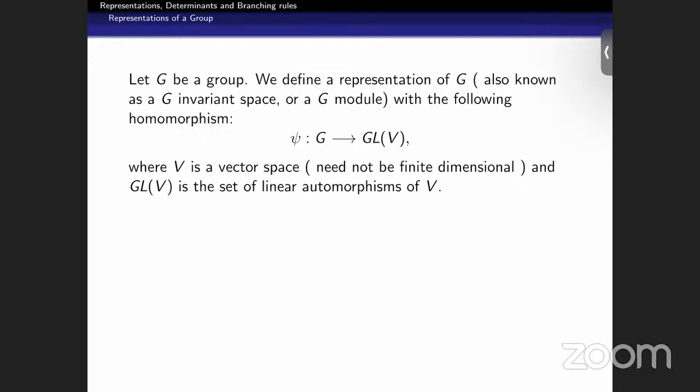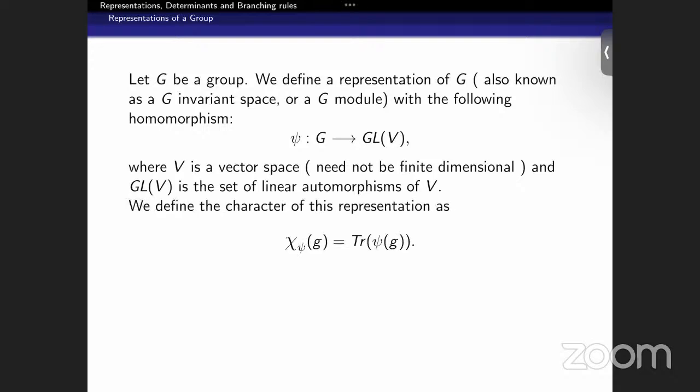Now, if I say V is a finite dimensional vector space, then this becomes a finite dimensional representation. If G is a finite group, then this becomes a representation of a finite group. The underlying field over here is also important. For everything that I'll be talking about beyond this, we'll be working with finite dimensional vector spaces.